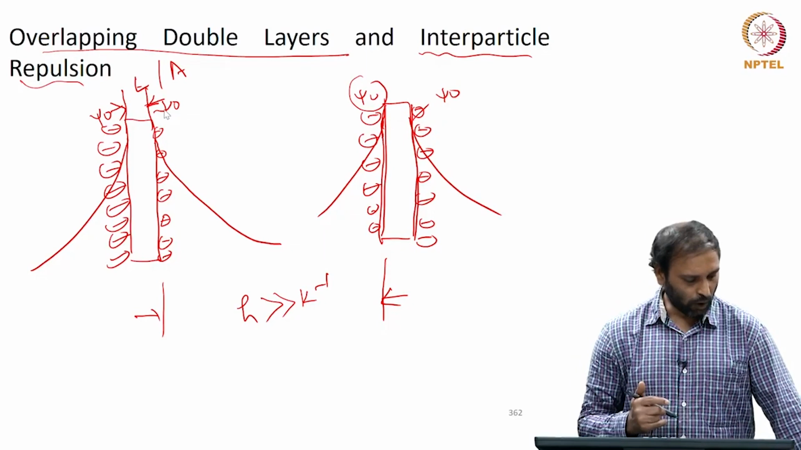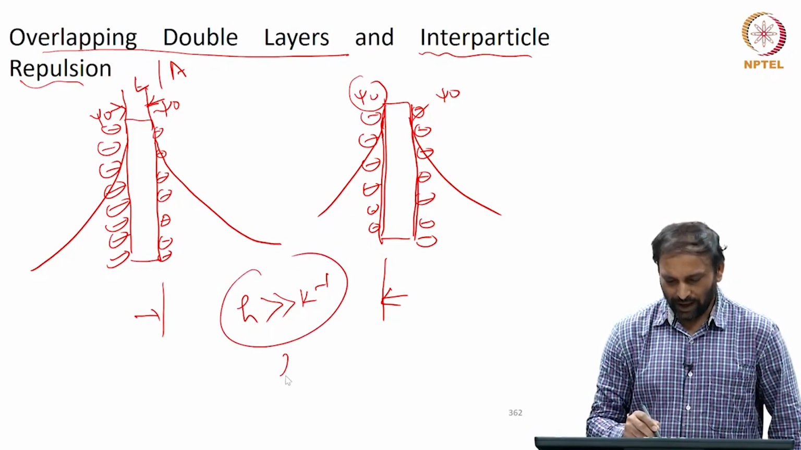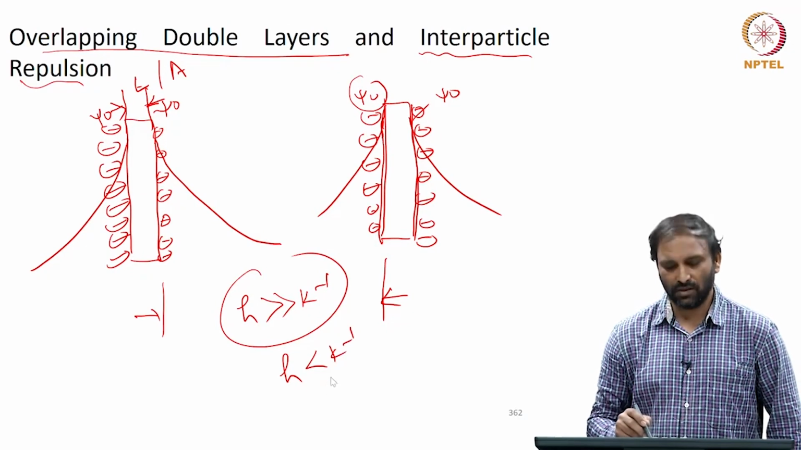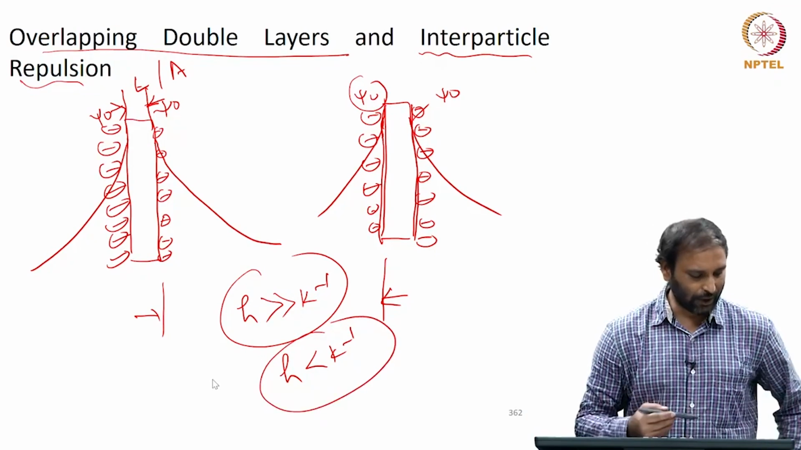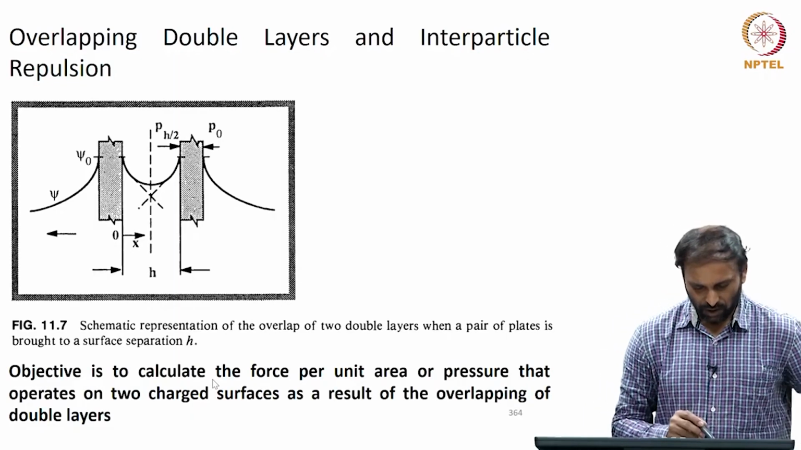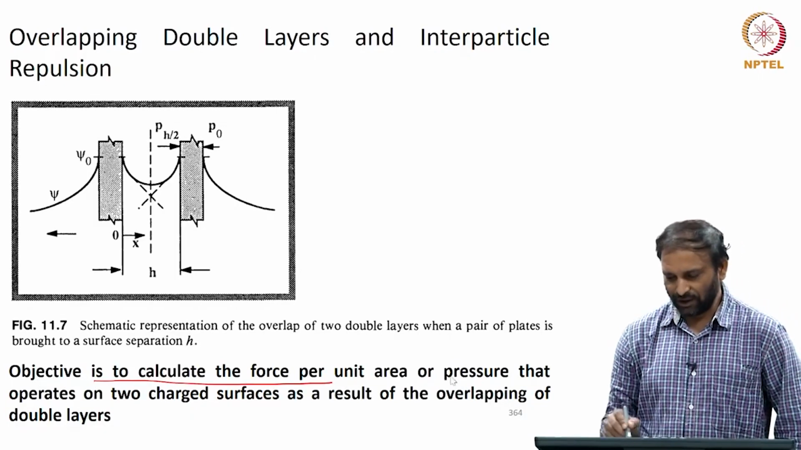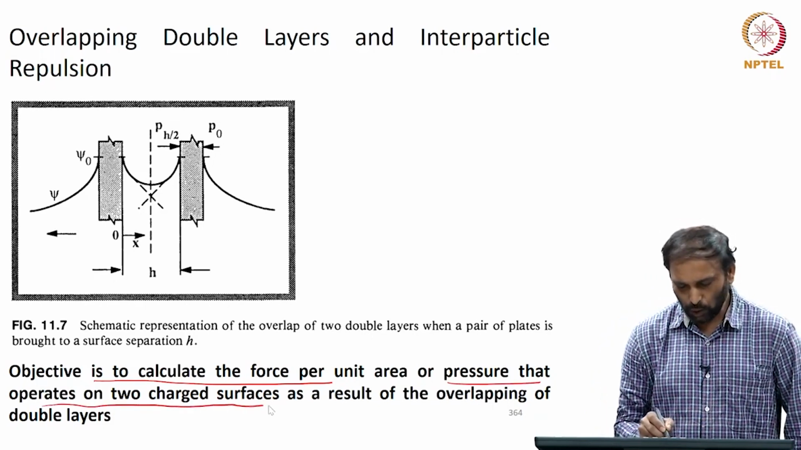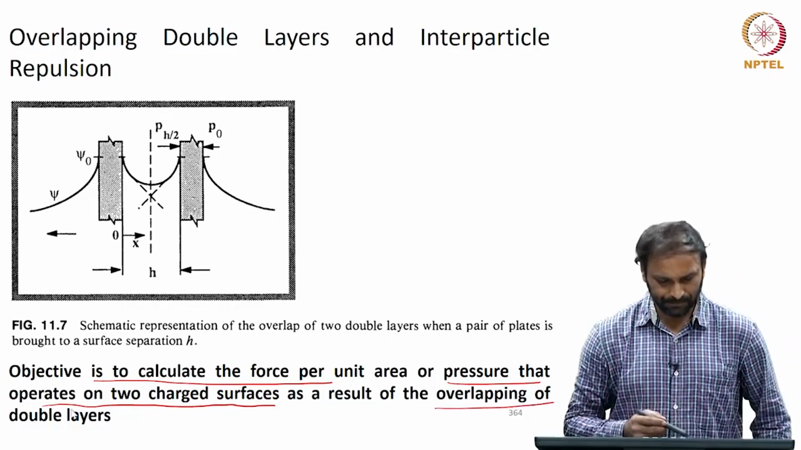So, what we are going to consider is the case when h becomes less than kappa inverse. That means when there is an overlap of double layers, we would like to calculate the repulsion between the two particles. So the objective is to calculate the force per unit area, or the pressure, that operates on the two charged surfaces as a result of overlap of double layers.